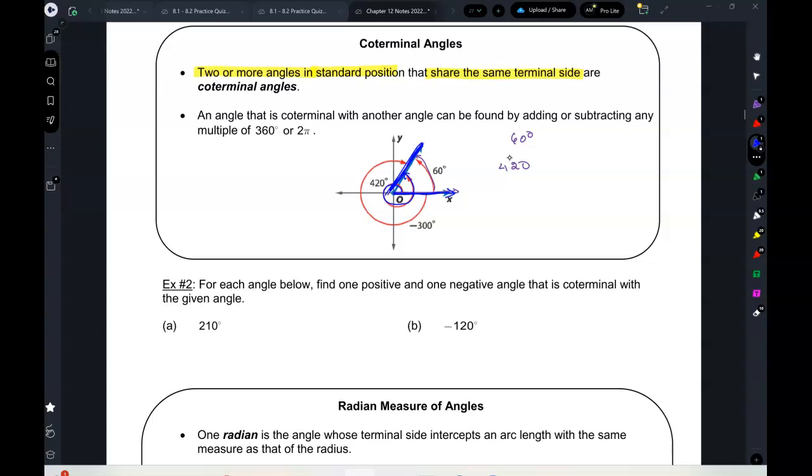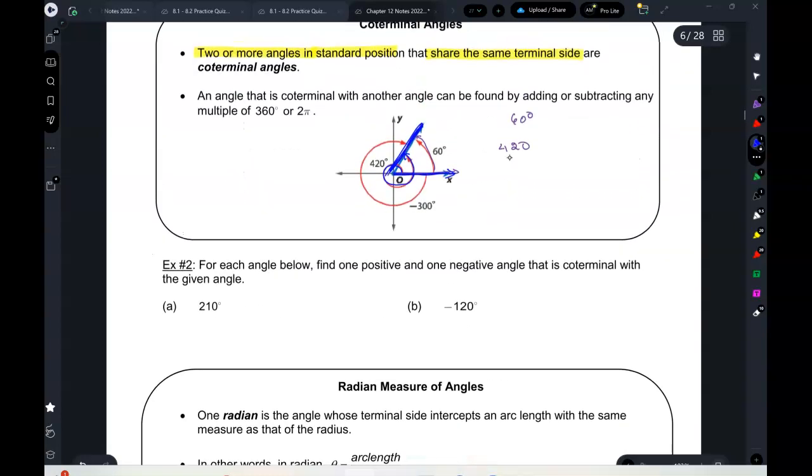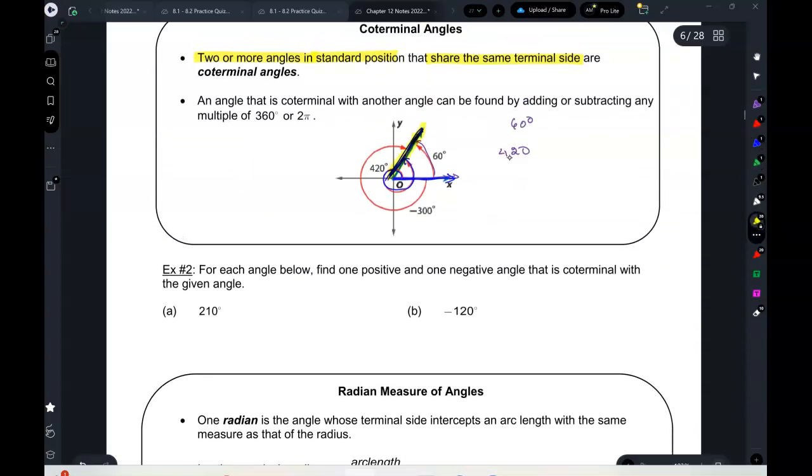Negative 300 is also coterminal with these. If I'm at this location, how would I go back to the same location? By adding how many degrees? 360 degrees, or by subtracting 360 degrees. So an angle that is coterminal with another angle can be found by adding or subtracting any multiple of 360. So I could add 360, another 360, another 360, another 360.